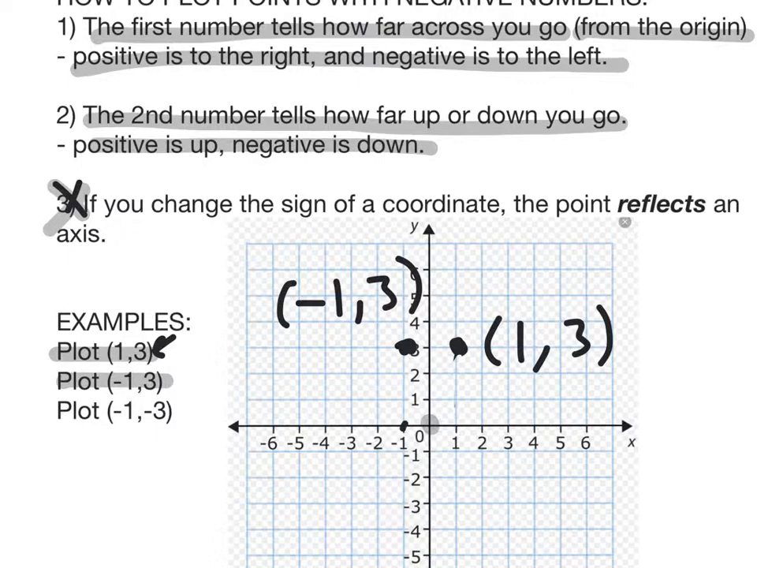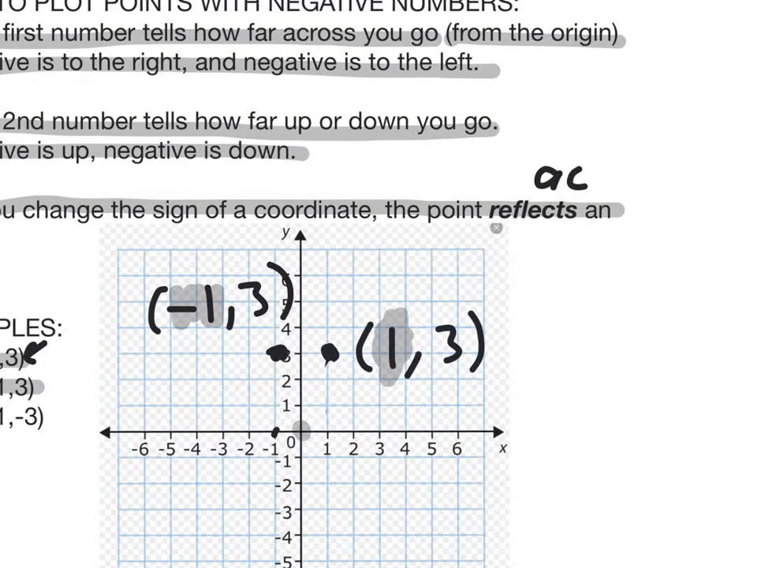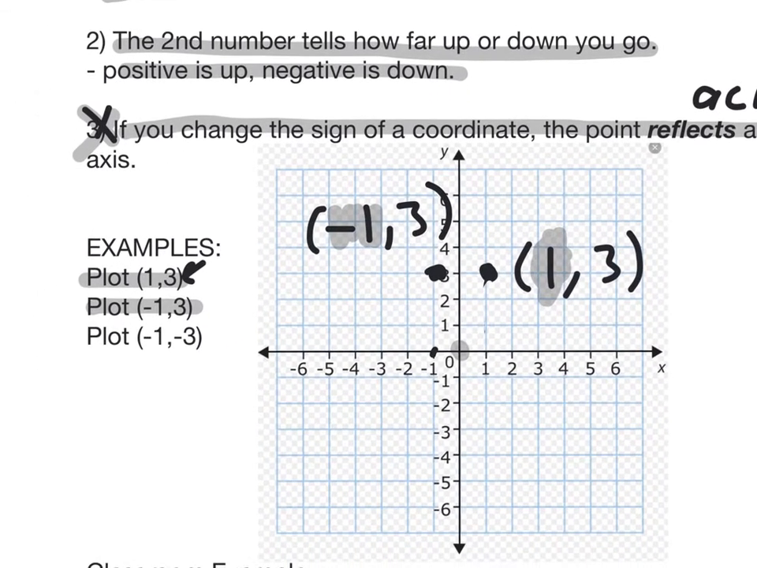Notice the difference in the coordinates. The only difference is that in the first point, the x-coordinate was 1, and in the second point, the x-coordinate was -1. The sign changed, and if you change the sign of a coordinate, the point reflects across an axis. So the point did reflect across an axis. It started here and it reflected across the y-axis.